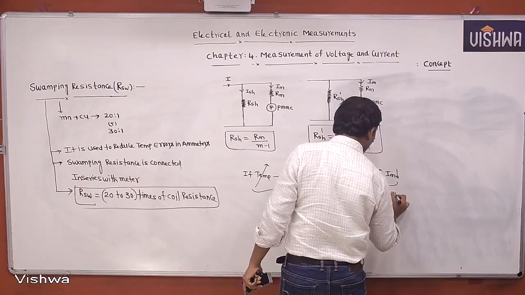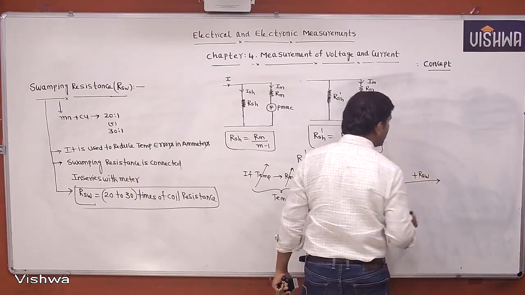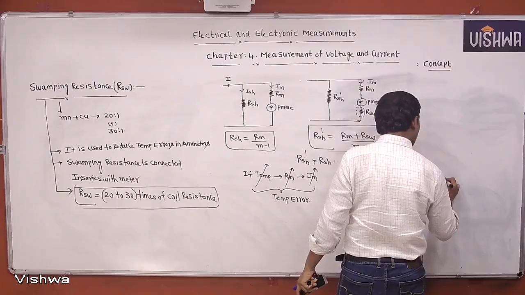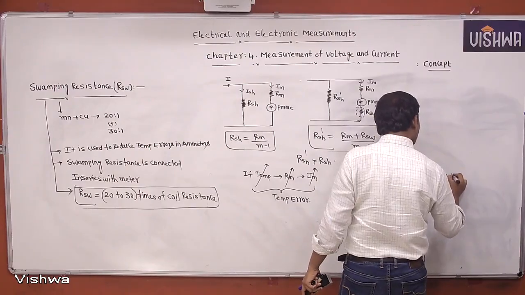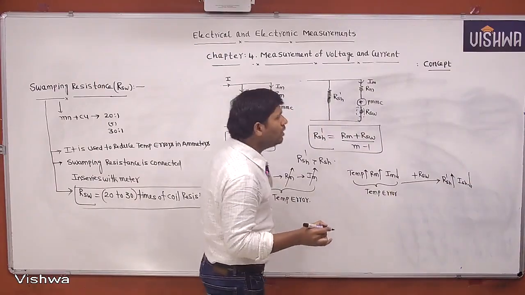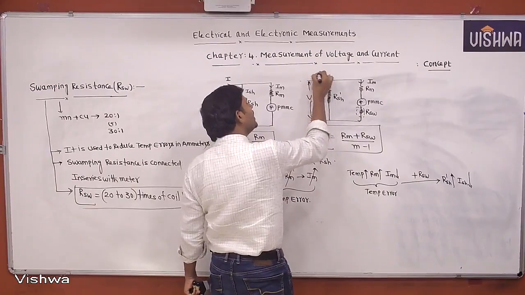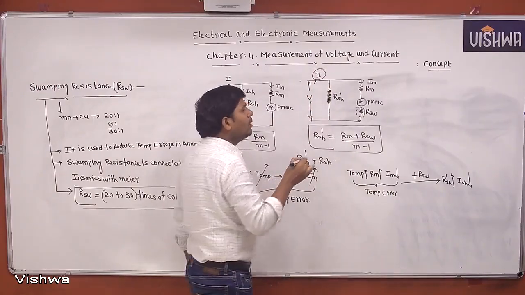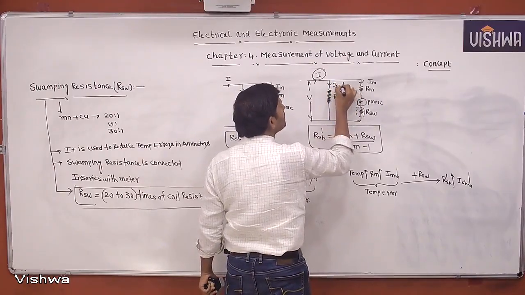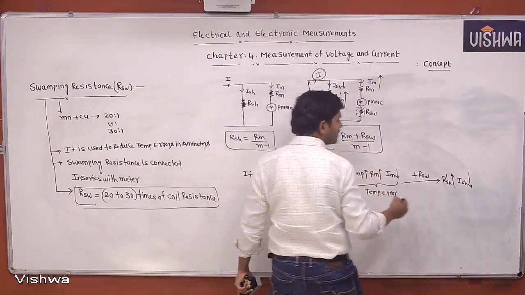Temperature error. Then to reduce this temperature error, what are we adding? Swamping resistance. Because of swamping resistance, the shunt resistance is increasing. If shunt resistance increases, the shunt current reduces. We are not changing any supply voltage. Supply voltage remains constant, meaning the input current is also constant. Because of this swamping resistance, RSH increases, ISH reduces. If ISH reduces, to satisfy KCL, Im must increase.